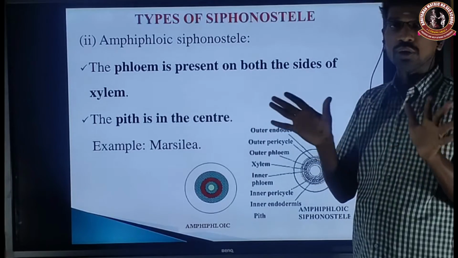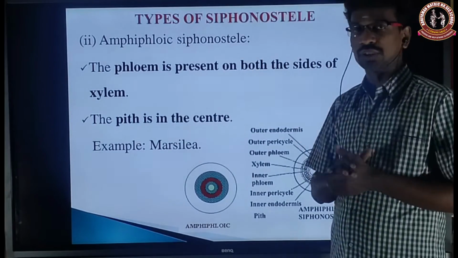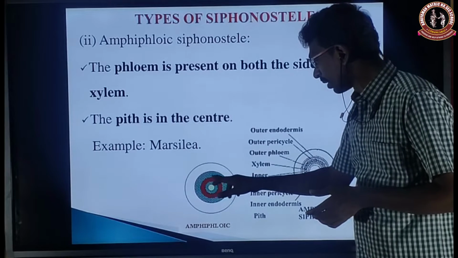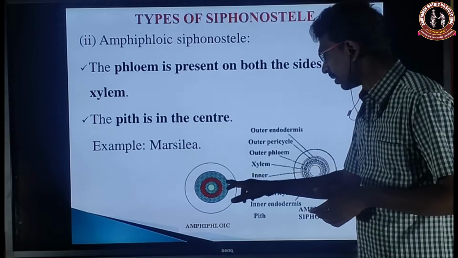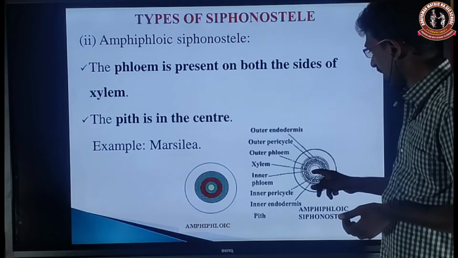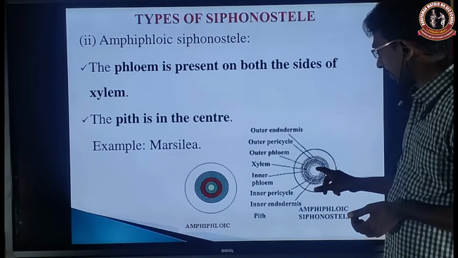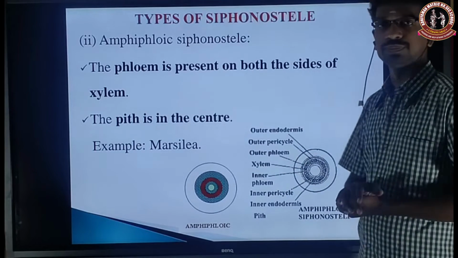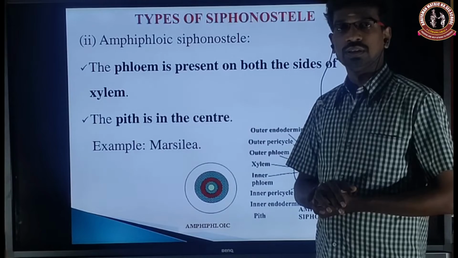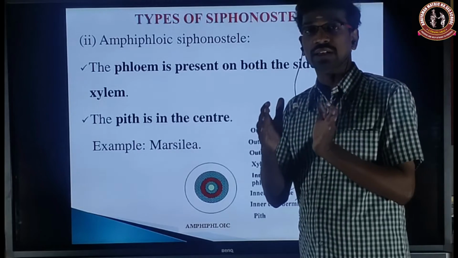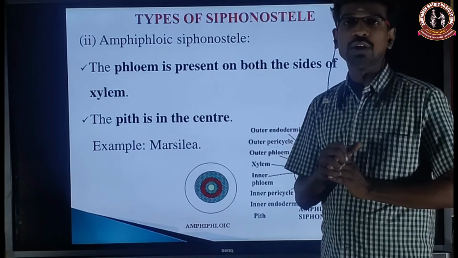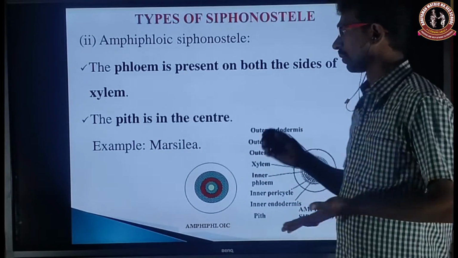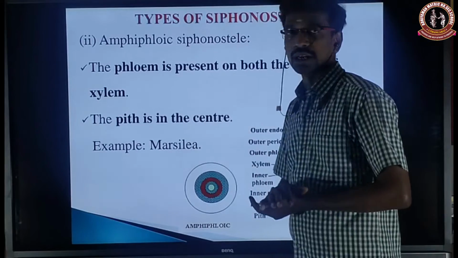Pith at the center, there is no doubt at all because it belongs to siphonostele. So the pith, then one layer of the phloem, the xylem, and another layer of the phloem. So here they will be clearly given. Center pith, xylem, inner phloem and the outer phloem. So the xylem is present in between the two layers of the phloem, in between the inner phloem and the outer phloem. Example, Marsilea.